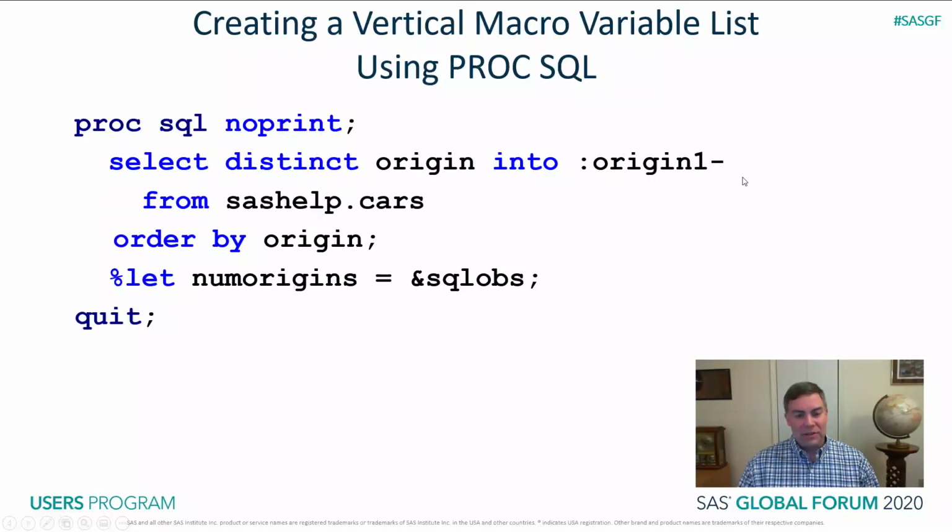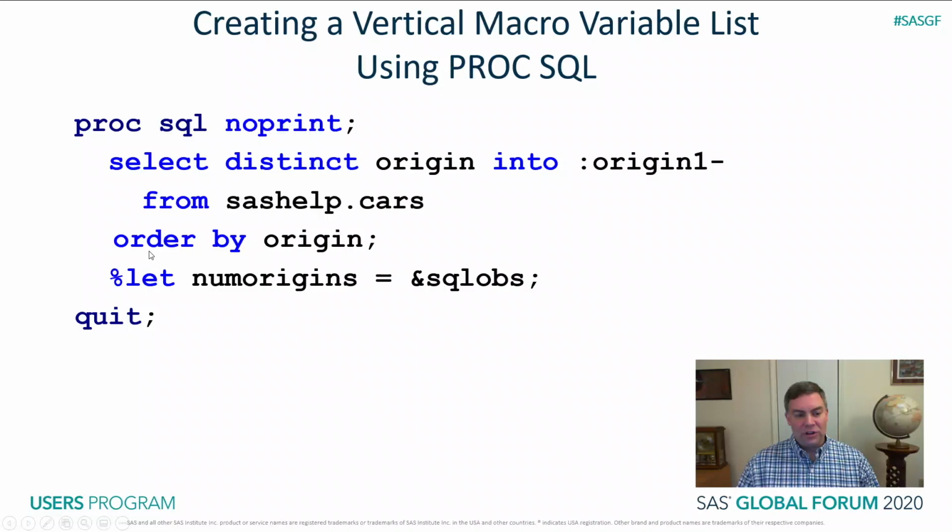Or if you didn't know how many you were going to need in advance, you could say origin1 dash origin999, for example, and SAS would just use as many macro variables as it needed. However, a few versions ago, they made it so that you can simply say origin1 dash, and it will create as many as it needs. So if there are 3 distinct values of origin in sashelp.cars, it will create origin1, origin2, and origin3. We don't need to supply the upper bound.